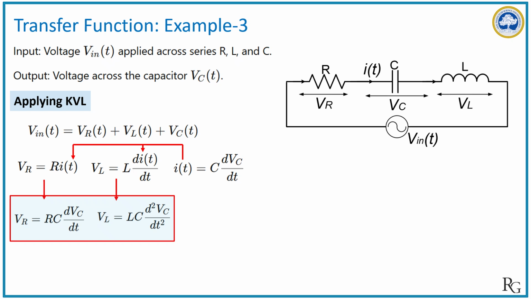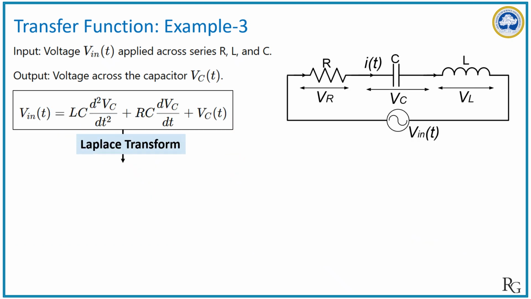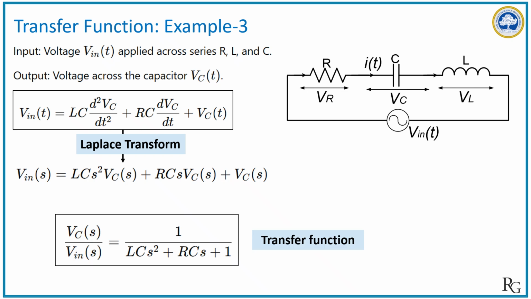voltage across the capacitor. Now we will replace those values in the KVL equation, and we will get the final equation as V in is equal to a function of the voltage across the capacitor. Now we can take the Laplace transform of this particular equation and we will get the same relation in the Laplace domain, in the frequency domain. Now simply we have to take the ratio of Vc divided by V in and we will get the transfer function. So the transfer function that we are getting is 1 upon LCs square plus RCs plus 1.